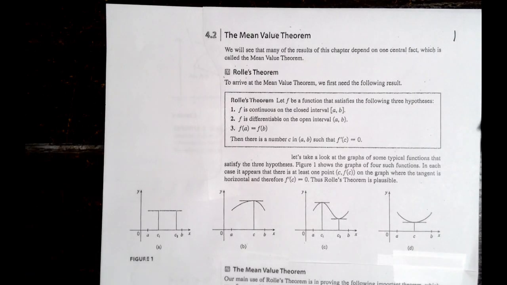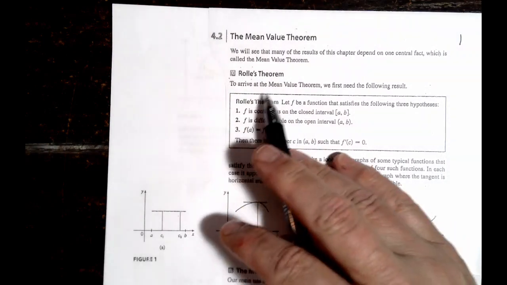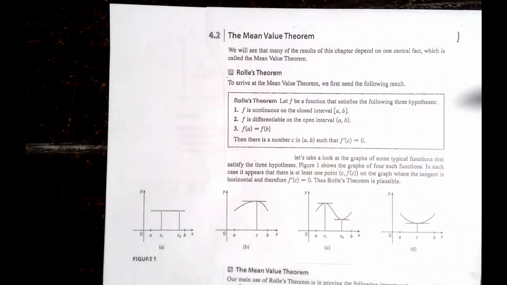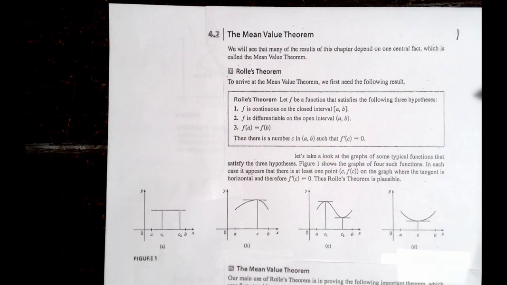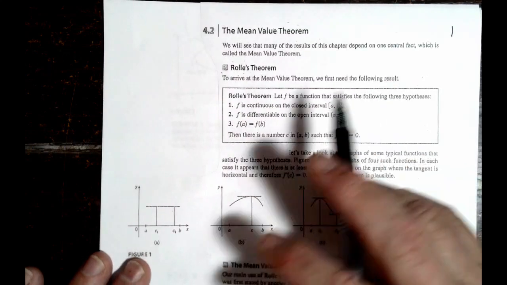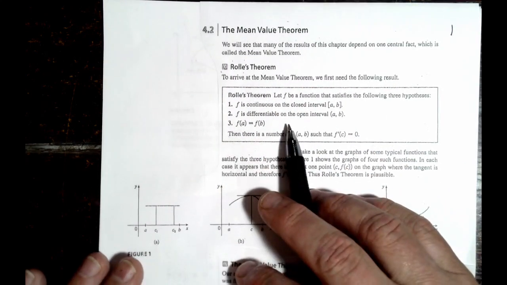Alright, in section 4.2 we talk about two main ideas. The first one is called Rolle's theorem, named after a mathematician named Rolle. And then there's the mean value theorem, which is even more important than Rolle's theorem. Alright, so to arrive at the mean value theorem, we first have to understand Rolle's theorem.